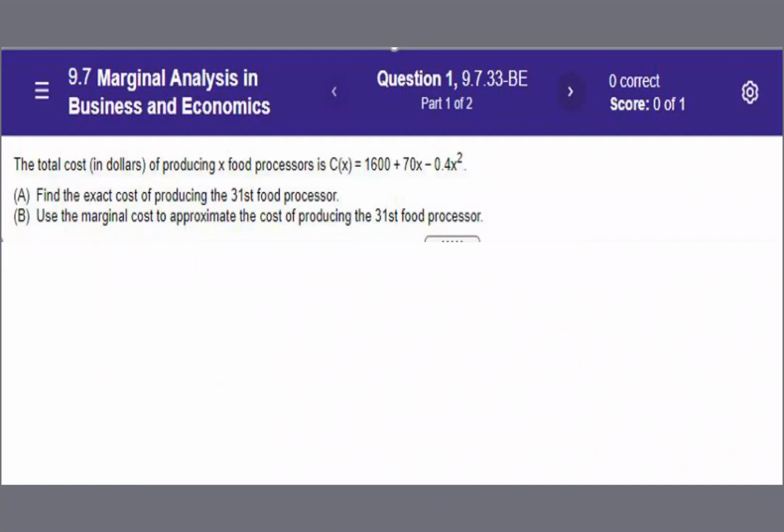In the next example, we are given the cost function, which is the total cost, and we're asked to find the exact cost of producing 31 processors. So we're making food processors here. To find the exact cost, we're going to find the cost of producing 31 units, then we subtract the cost of producing 30 units.